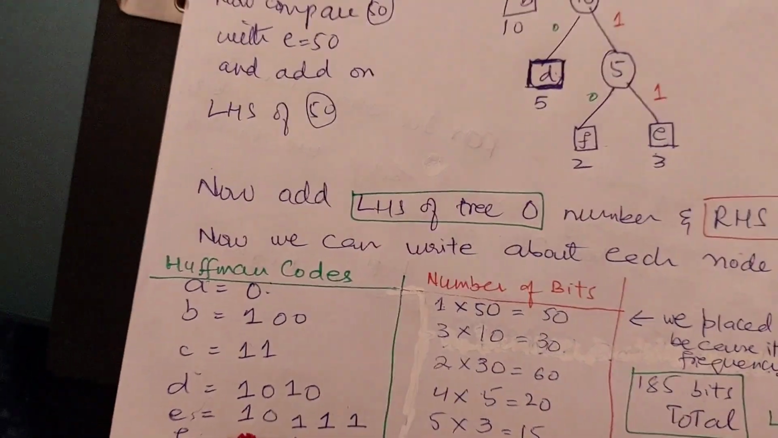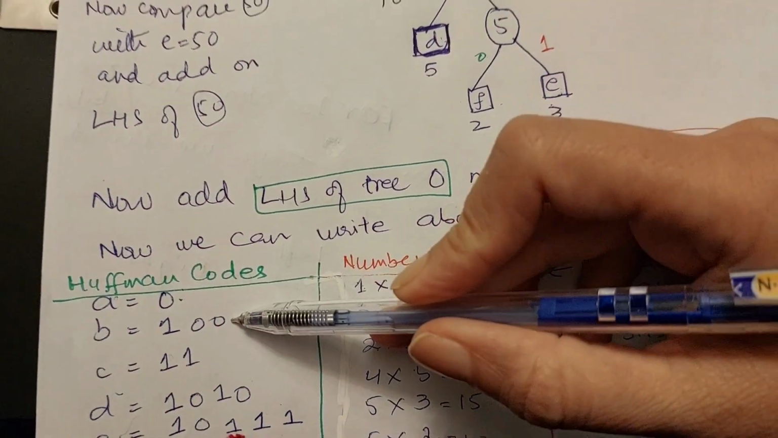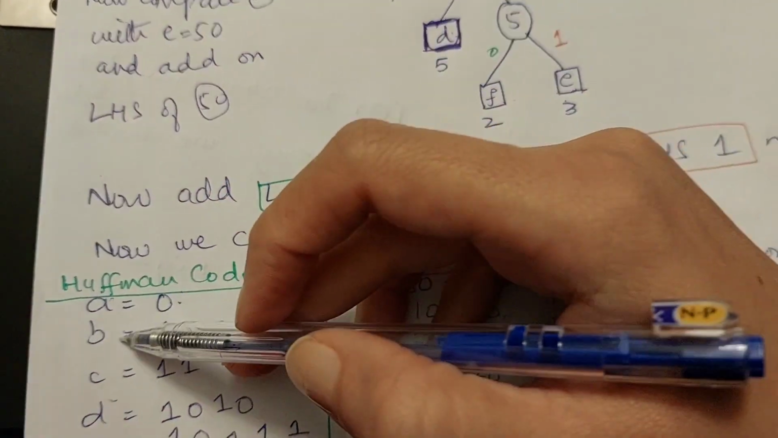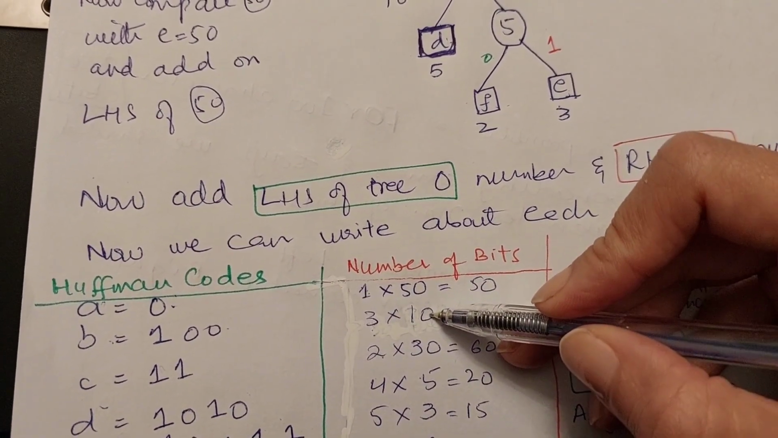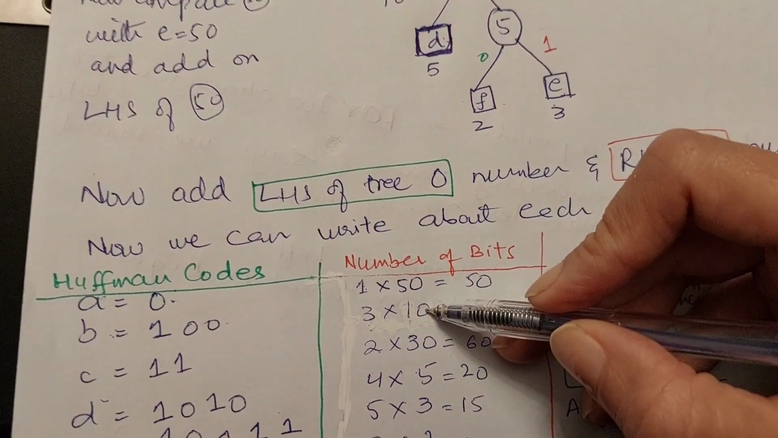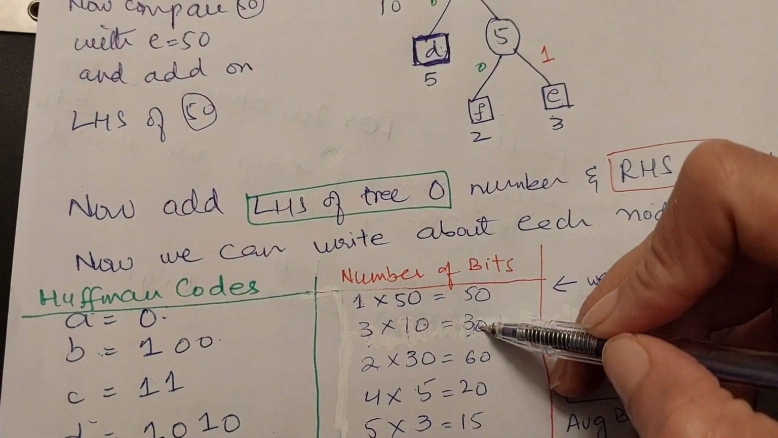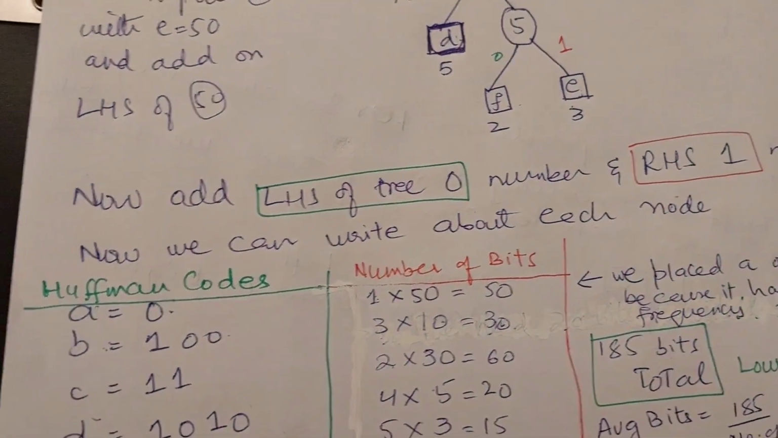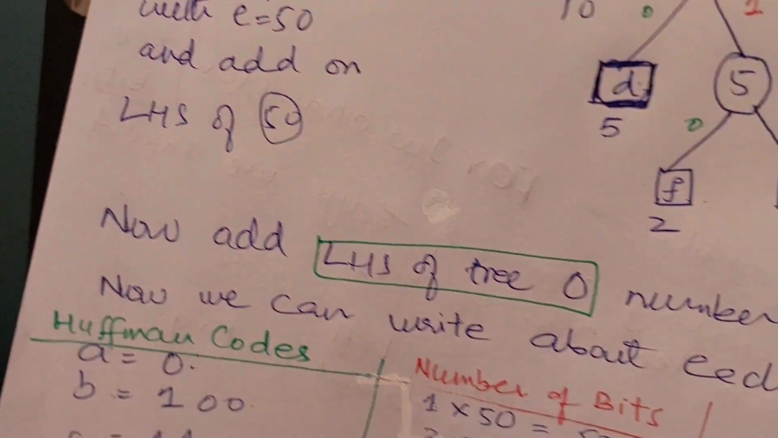Similarly, for B, how many bits are you needing to represent just one B? So you are needing 3 bits to represent a single B. And since you have 10 B's in your data, 3 multiplied by 10 will be 30. So you will be needing 30 bits to represent all the available B's present in your data.